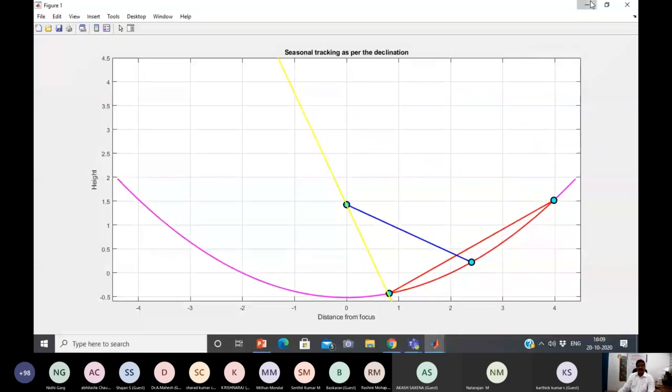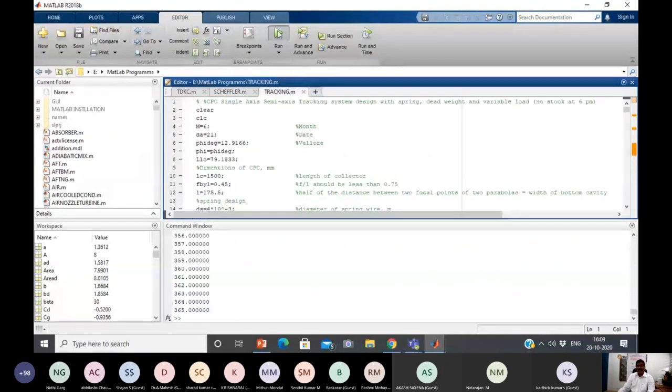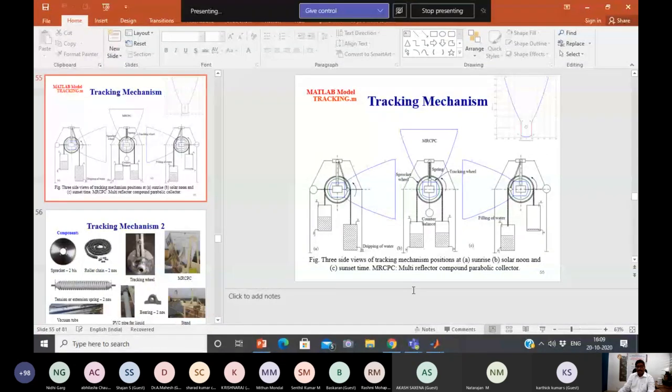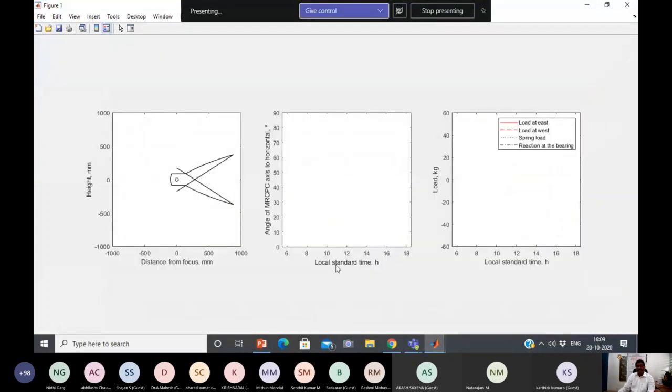And I am showing this tracking, how the collector is moving from sunrise to sunset. See, this is the position of the collector, compound parabolic collector, east position. That's sunrise time. Slowly the collector is moving from sunrise position to the noon time, and correspondingly the angle of this multi-reflector compound parabolic collector is changing from 0 degrees. The angle is 0 degrees in the morning time. It's moving 90 degrees towards the solar noon time.